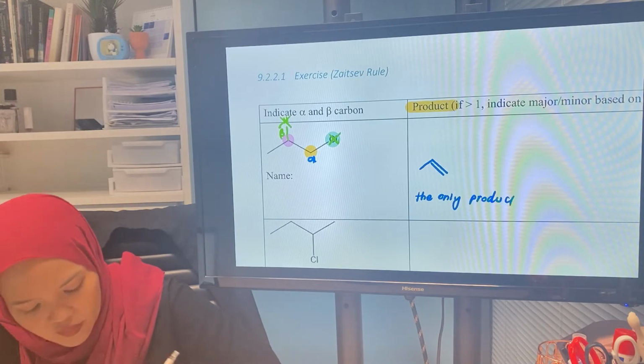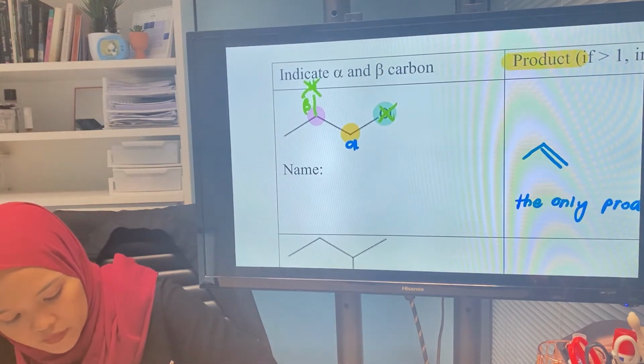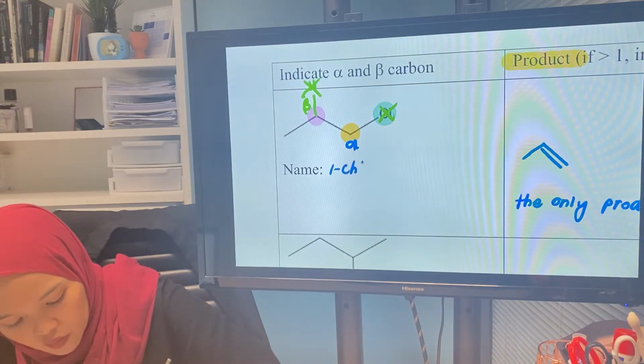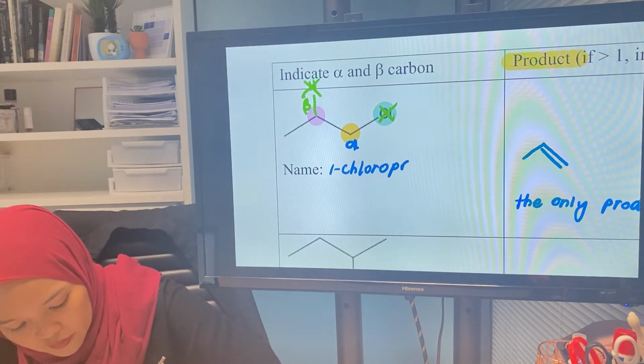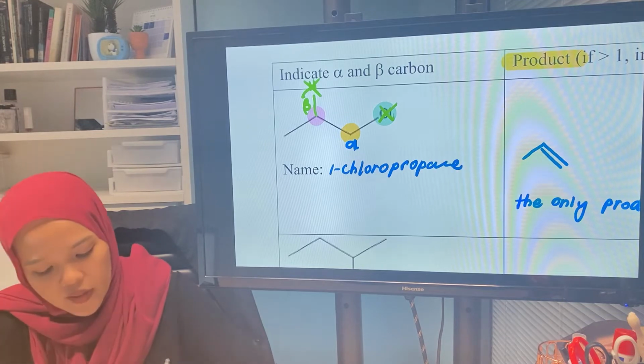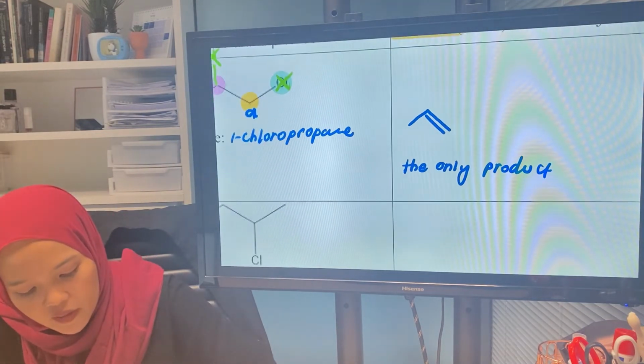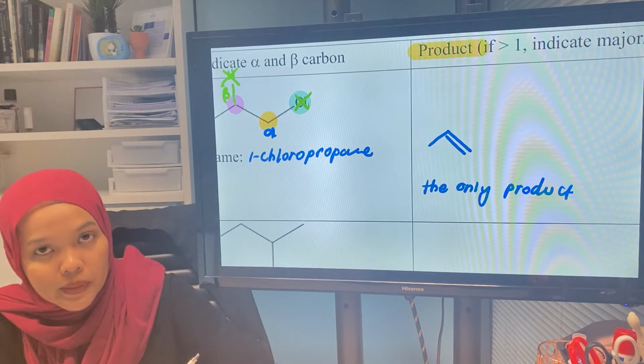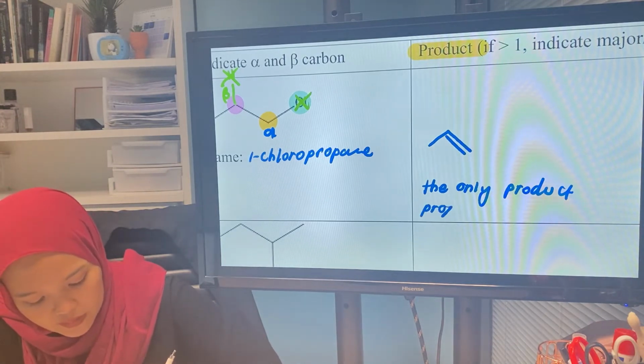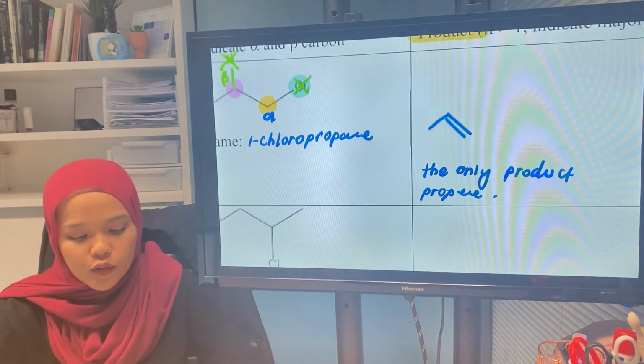So what is the name of this? This one is 1-chloropropene. And what is the name of this product? This product name is propene. I hope that you know how to name it.